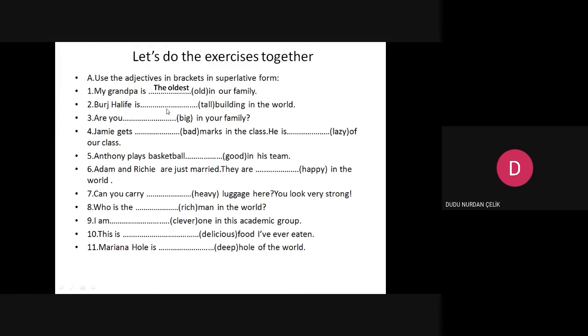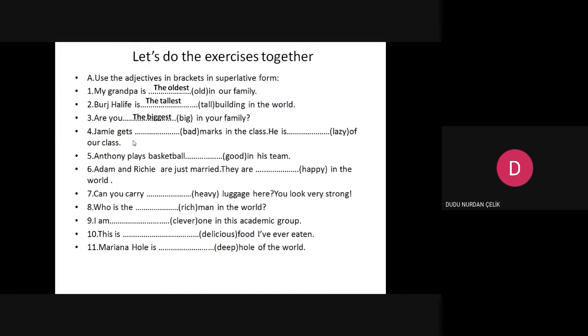Burj Khalifa is tall building in the world. And the superlative form of tall is, that's right, exactly right. The tallest building in the world. Okay, let's find out what is the superlative form of big. Are you big in your family? Well done. The biggest, of course.